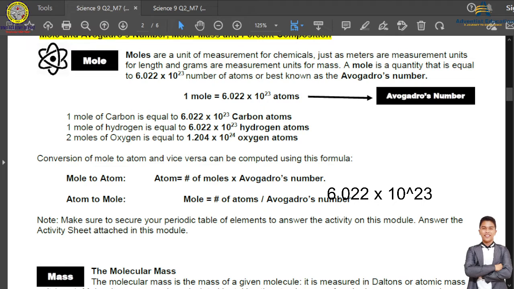And today we will be discussing one of the four sub-concepts of the mole concept. This module is all about the mole concept, and it will be divided into four. The first one is the conversion of mole to atom and atom to mole. The second one is about the molecular mass. The third one is about the percentage composition of the molecules in a compound, and the fourth one is the conversion of grams to moles and moles to grams.